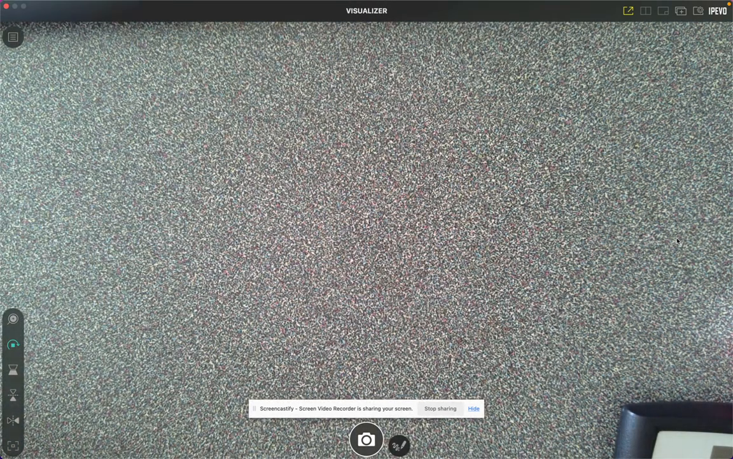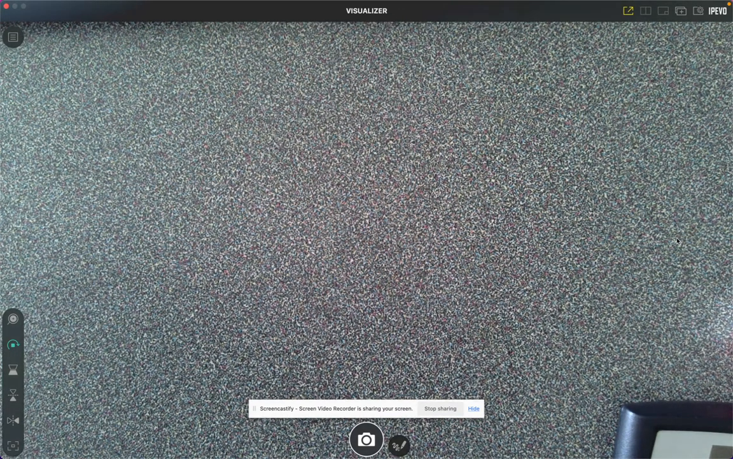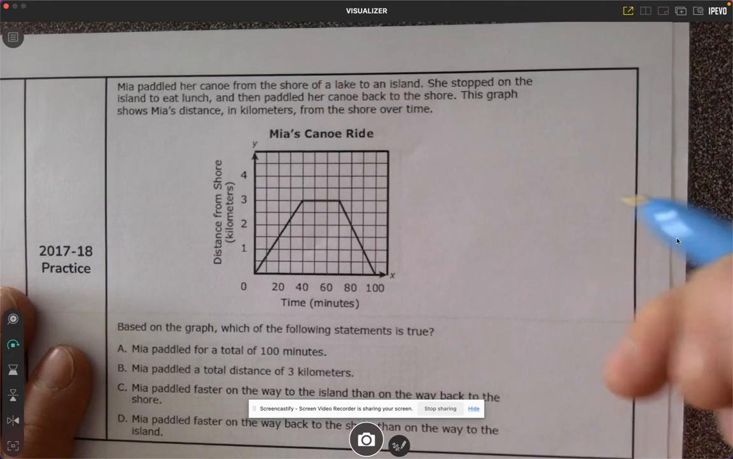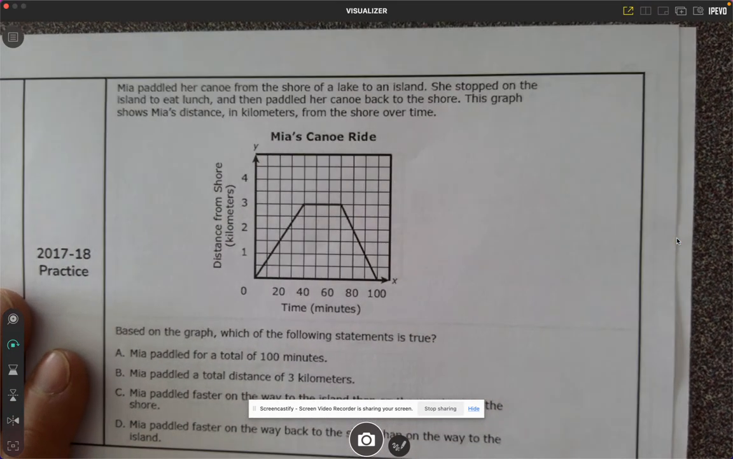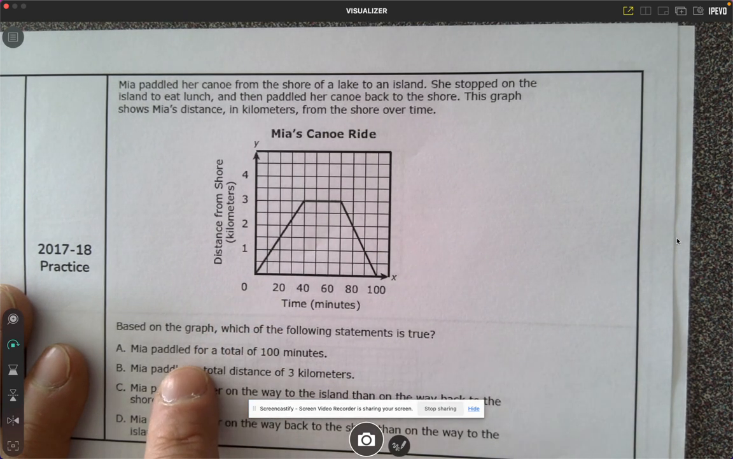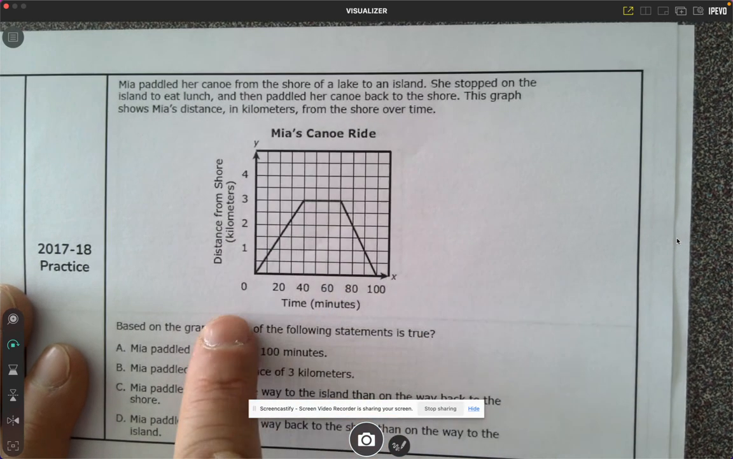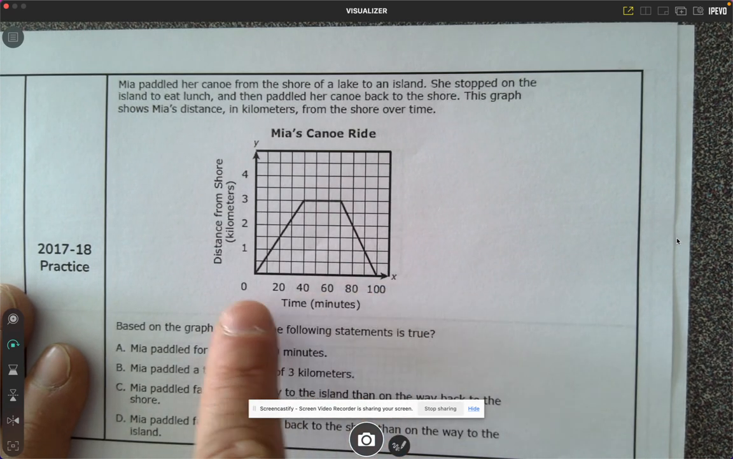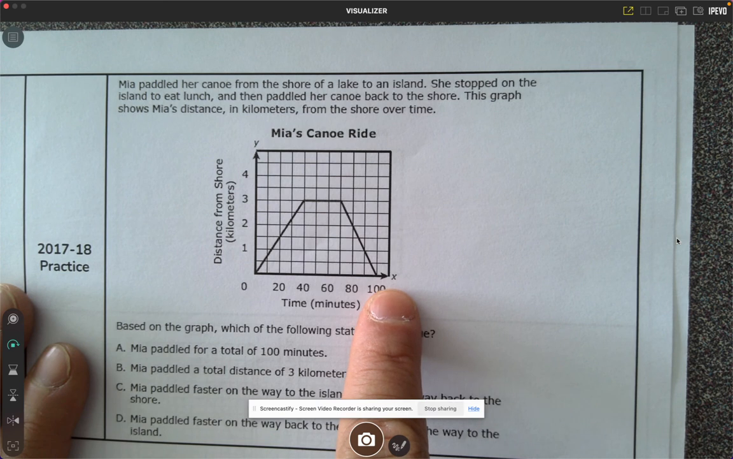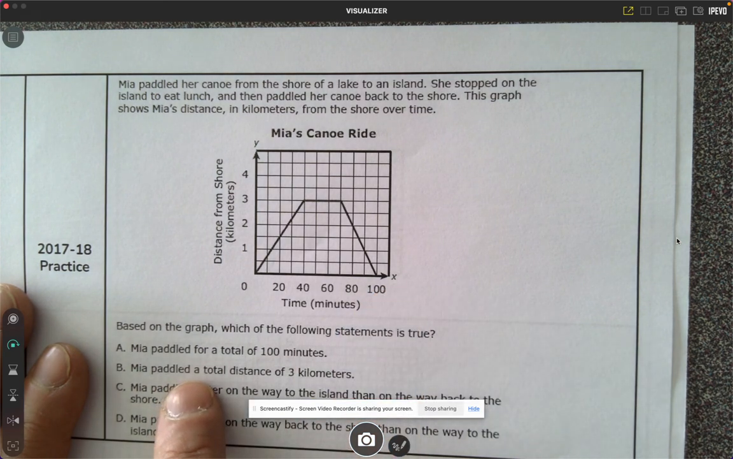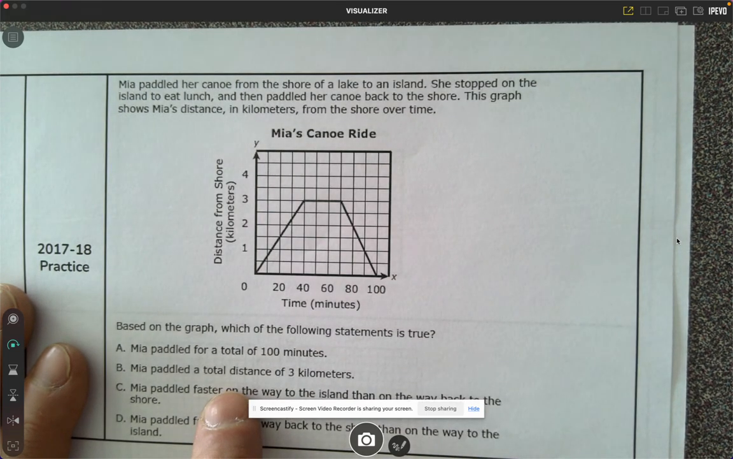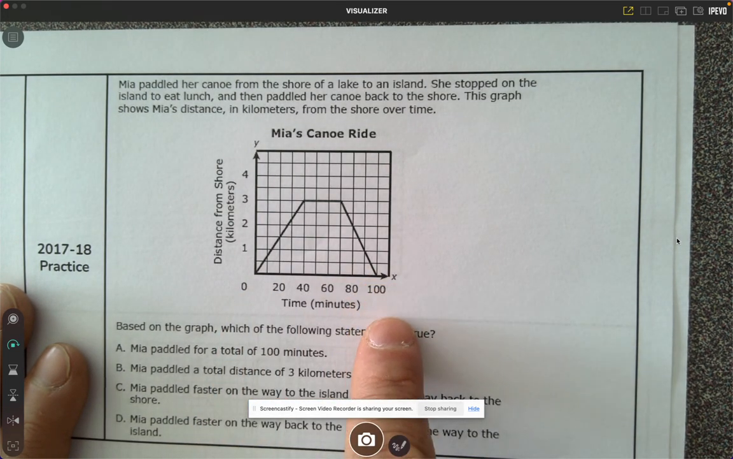I think in episode 1 I talked about a question, a story graph. This is kind of the one I was thinking about. So I actually got a mistake on this one. I couldn't find the right answer the first time I was looking at it. I'm like, all right, so paddled for 100 minutes. So we're looking at time and how much distance was covered. So I'm like, oh, it looks like she paddled for 100 minutes. It looks like she paddled a total distance of 3 kilometers.